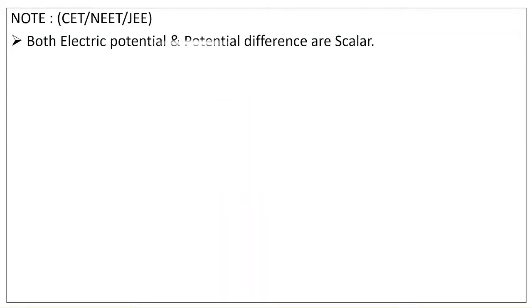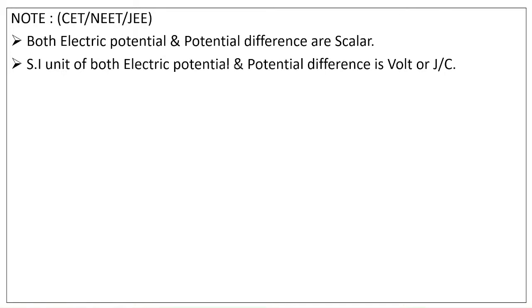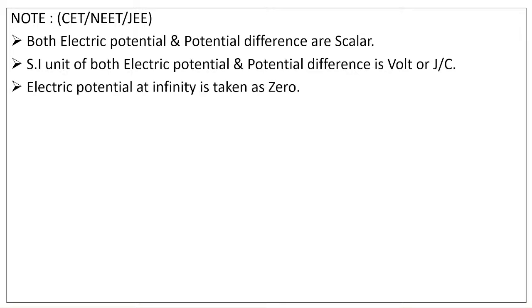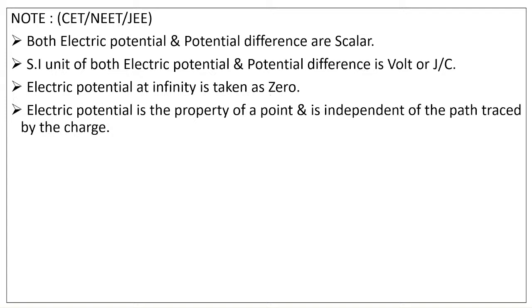Note: 1. Both electric potential and potential difference are scalar. 2. The SI unit of both electric potential and potential difference is volt or joule per coulomb. 3. Electric potential at infinity is taken as 0. 4. Electric potential is the property of a point and is independent of the path traced by the charge.